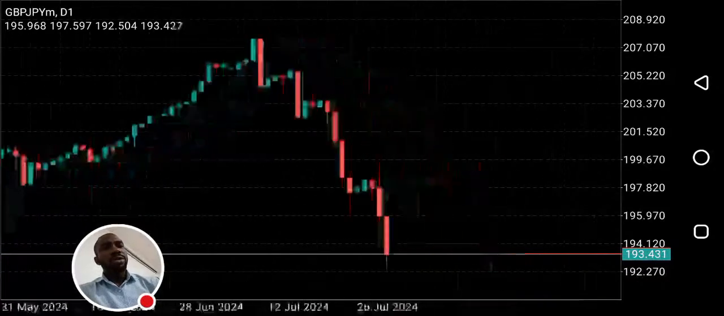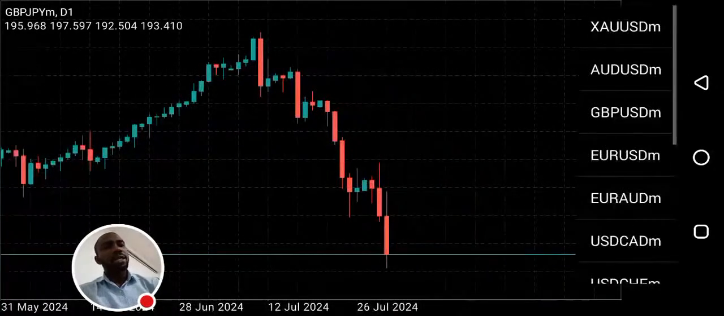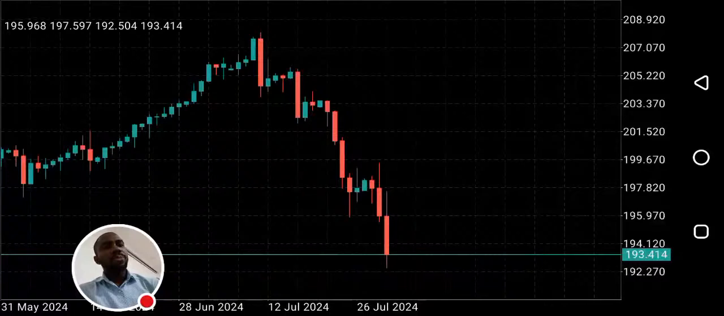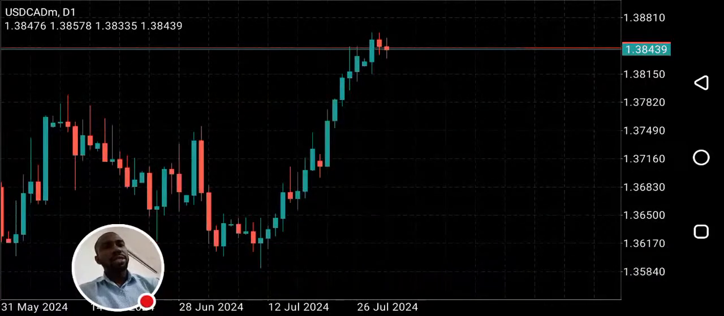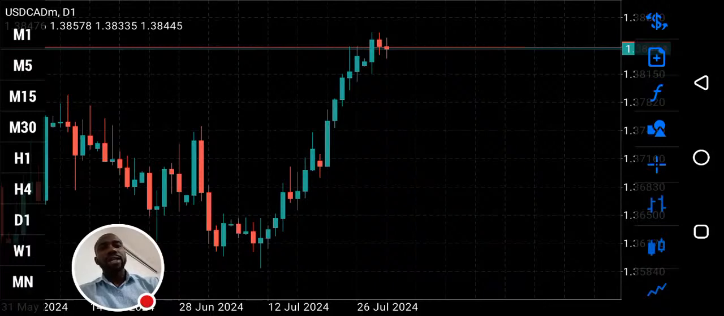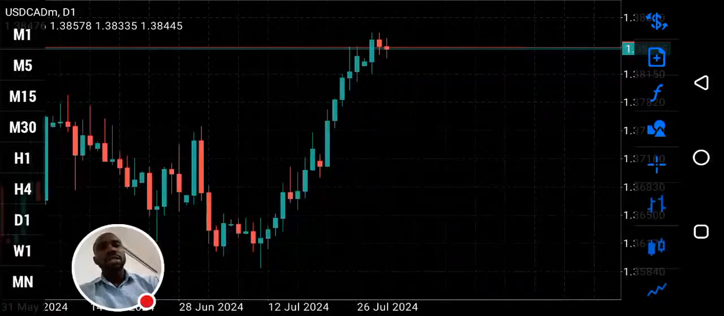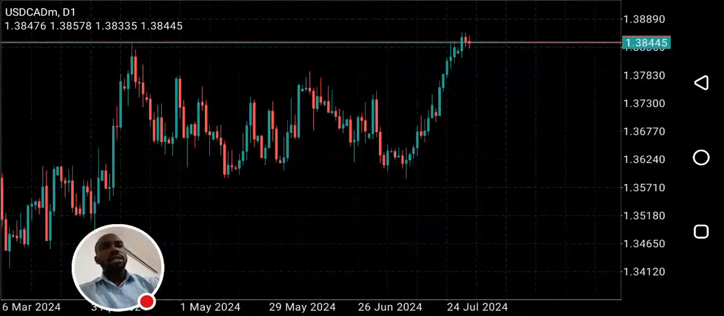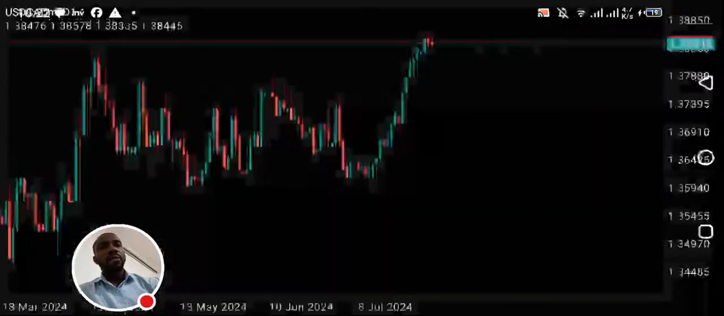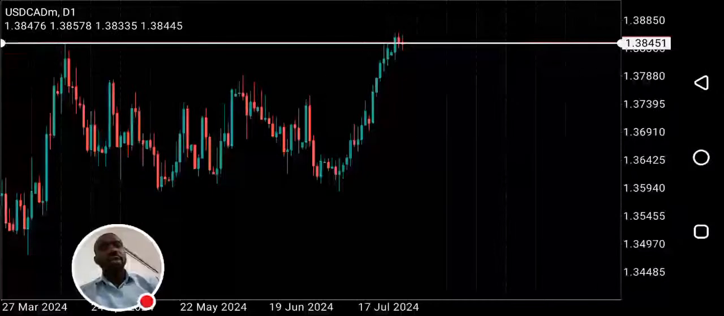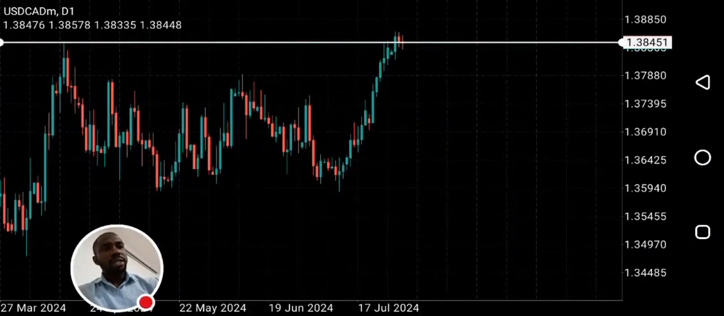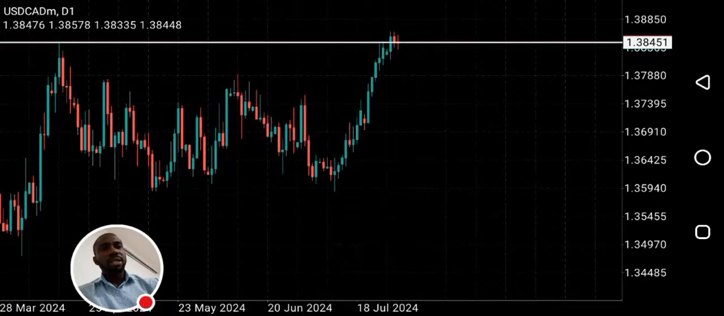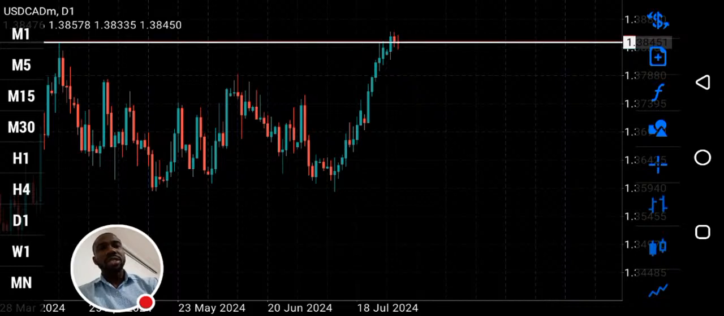Let's see USD CAD. I'm expecting a bearish move on USD CAD. Yesterday's candle closed bearish. I think USD CAD is set for sell. Yesterday's candle closed as a spinning top. What they did was to clear liquidity residing at this previous high. And as you can see, the pattern that formed yesterday is a spinning top indicating a change in trend from bullish to bearish.